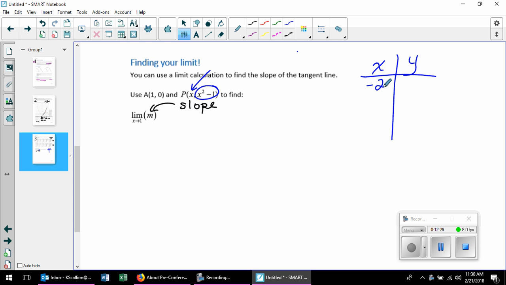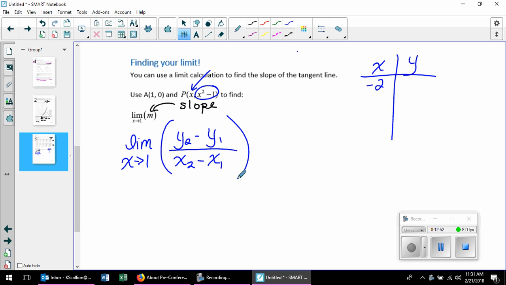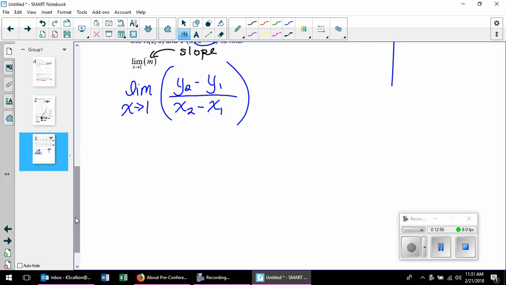So we have 2 points. We have our point of tangency, and we have the point that is made up from the equation. Pretty exciting stuff. So if I'm going to do the limit as x approaches 1, what's the formula for slope? y2 minus y1 over x2 minus x1. Right? That's just a slope formula. I didn't do anything magical. Now I'm going to fill in the information that I know.